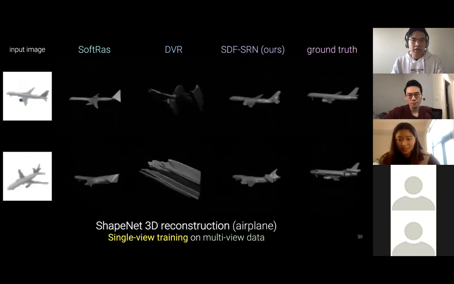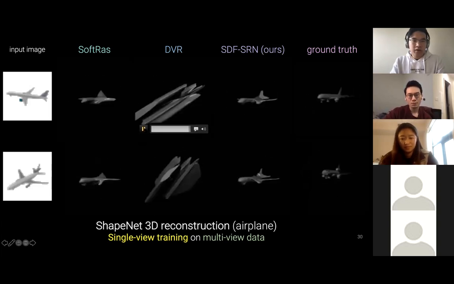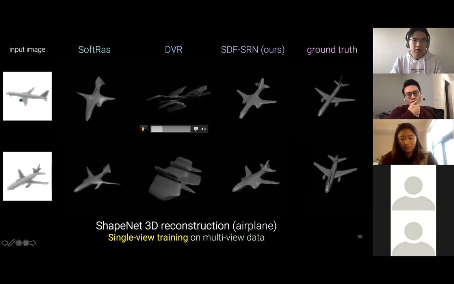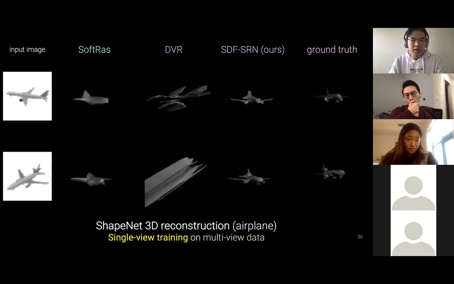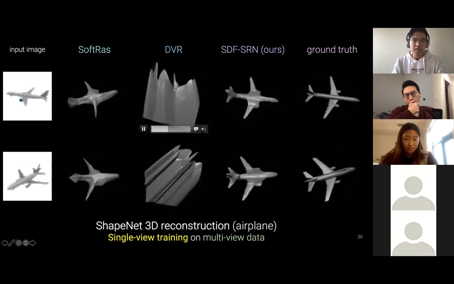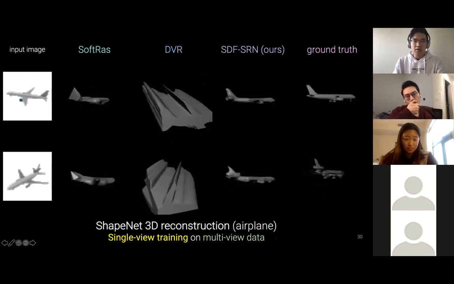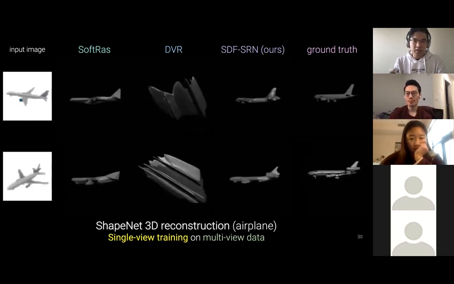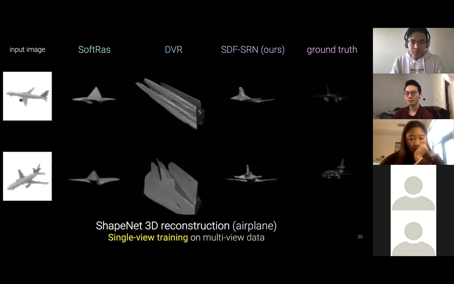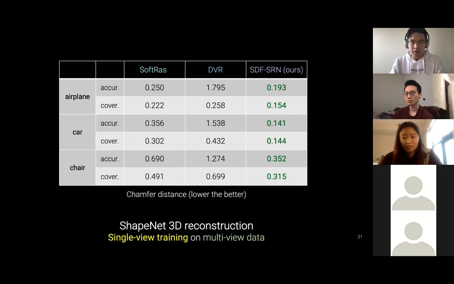And for another category, this is actually very similar. If we pause this DVR here, this is a very similar viewpoint to the input image. But if you start rotating it around, you can see that the 3D shape starts looking very reasonable. Whereas in our work, we can still reconstruct pretty reasonable 3D shapes. And quantitatively, if we measure the chamfer distance on the test set, we are much better than previous works.